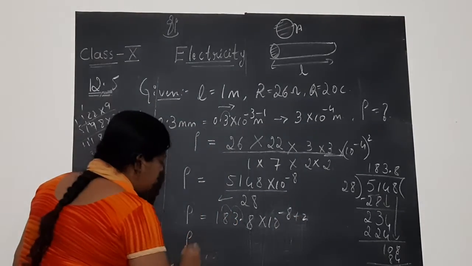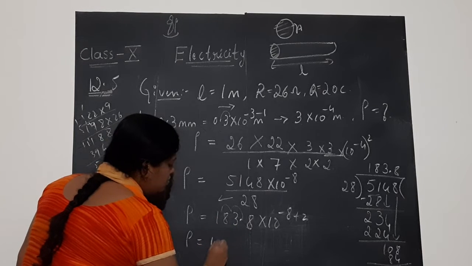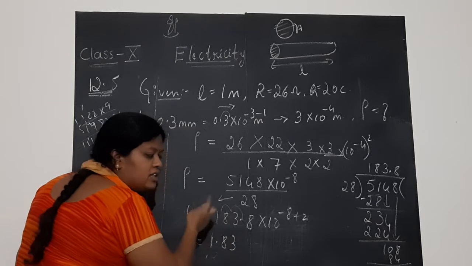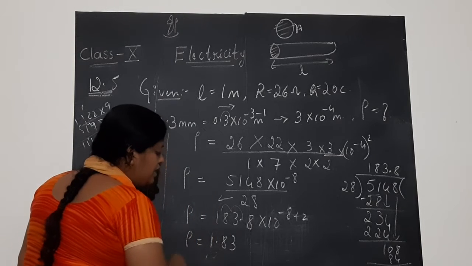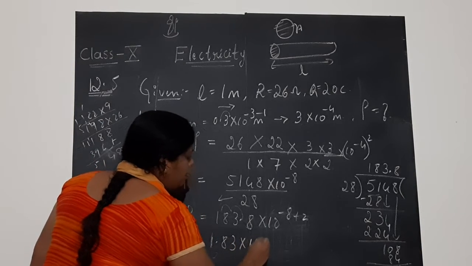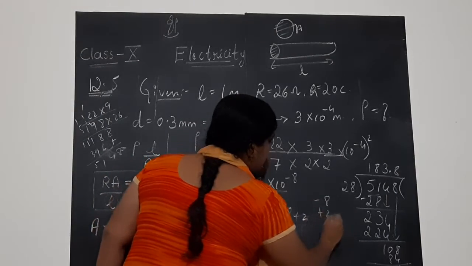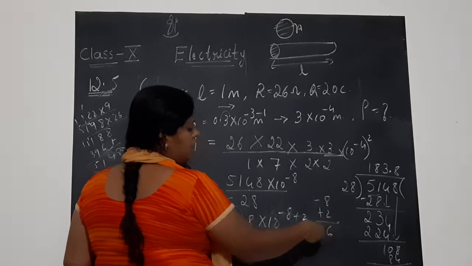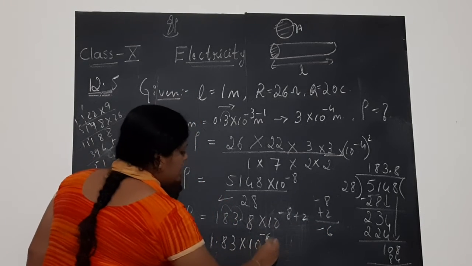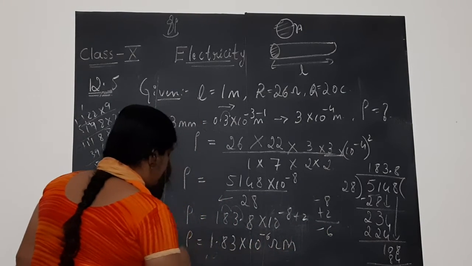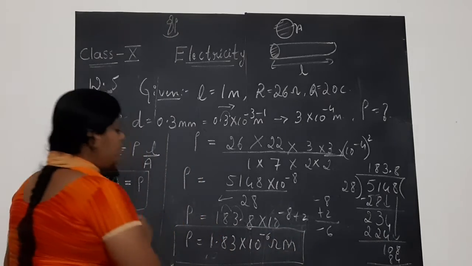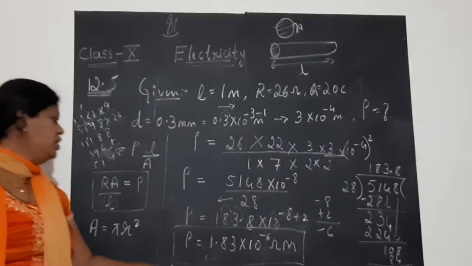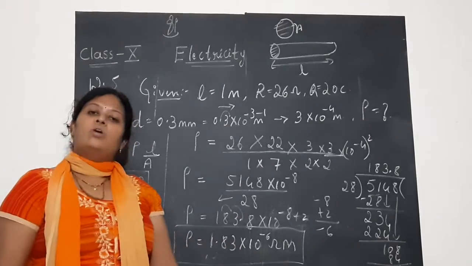What happens now? Rho, 183, becomes 1.83. Why? After 3, what decimal point did I have? I shifted it twice, 2 decimal places backward. 10 to the power minus 8 plus 2. 1 plus 1 minus means subtract. 8 minus 2, 6. The greater number's sign, 8 is having the minus sign. Minus 6. Don't forget the unit. Rho unit is ohm meter. That is the answer you have in your textbook: 1.84 into 10 to the power minus 6 ohm meter.